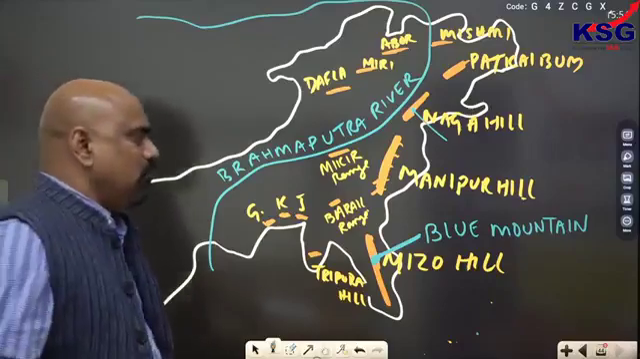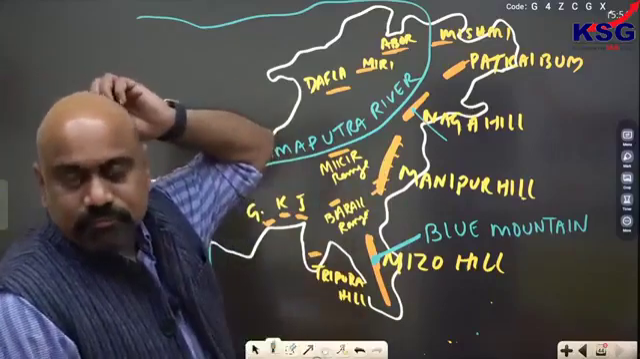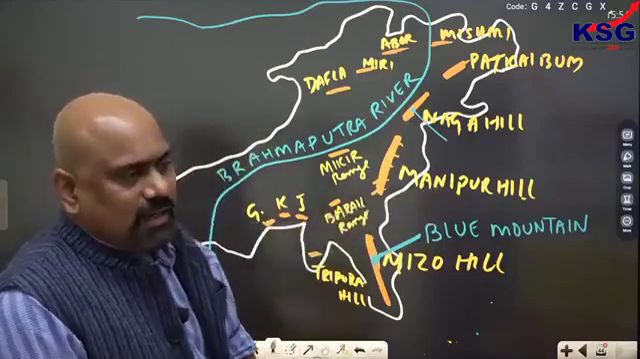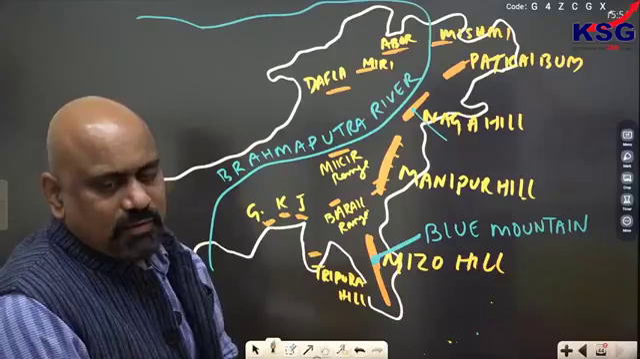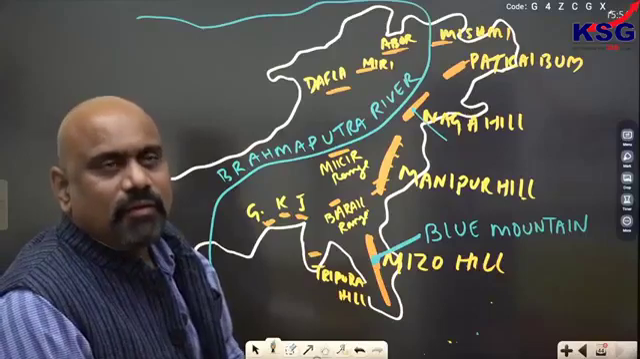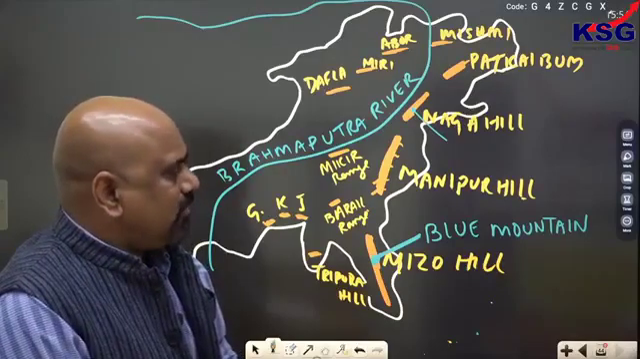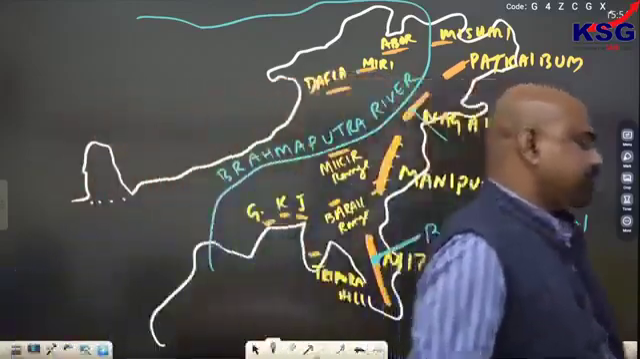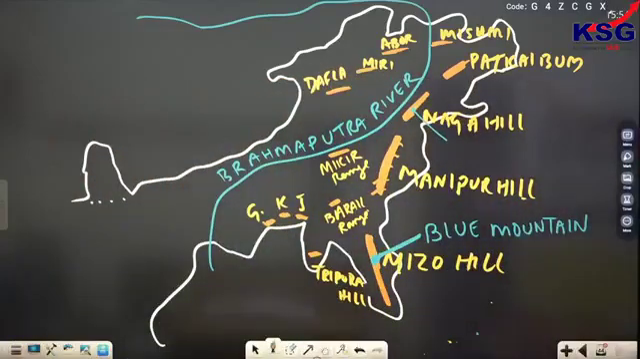Mizo Hill, Blue Mountain is the highest peak there. What is the highest peak of Naga Hill? Can anyone tell me? Manipur Hill, Naga Hill? There is a very good name here. What is the name? Can anyone tell me? Yes. Anyone?